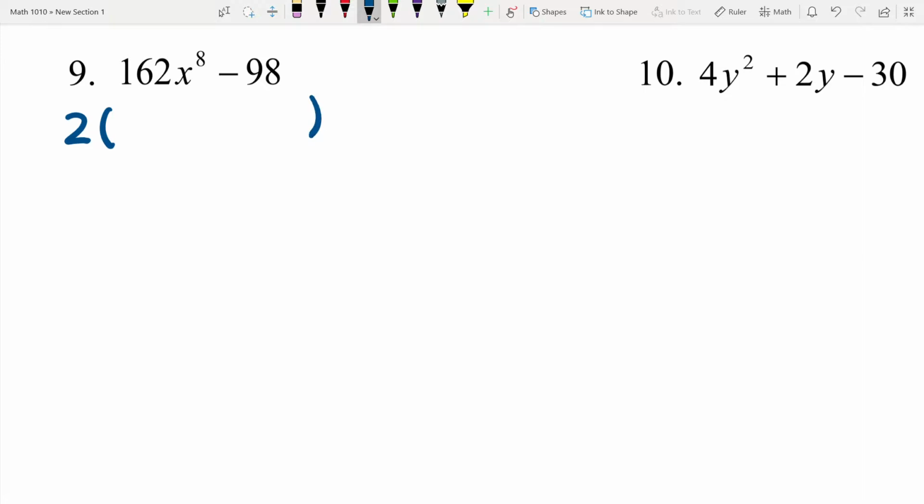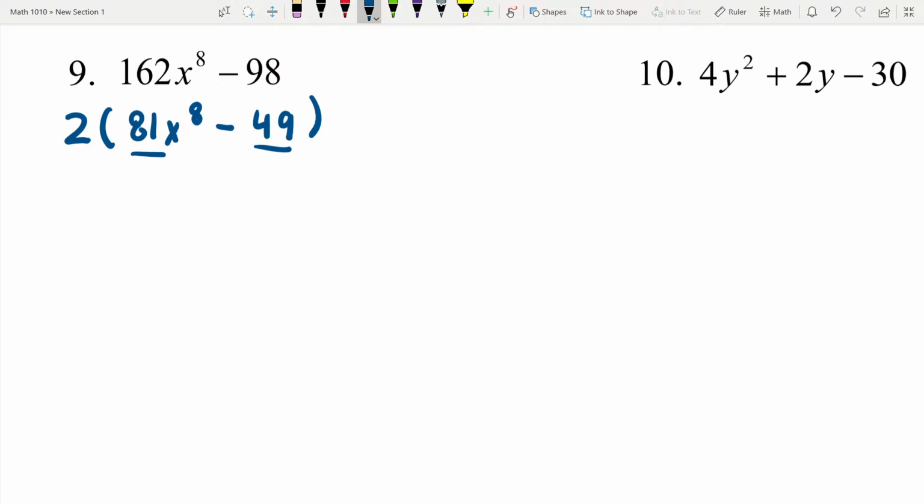I can't take out any x's because the 98 doesn't have any. 162 divided by 2 is 81, x to the 8th, minus 98 divided by 2 is 49. Okay, now freeze right here. Here's the little trick. 81 and 49, is there another number that goes into those? Well, 49 is 1 and 7 and 49. 1 isn't going to do me good. Does 7 go into 81? Nope. Does 49 go into 81? Nope. 2 is the biggest I could have done.